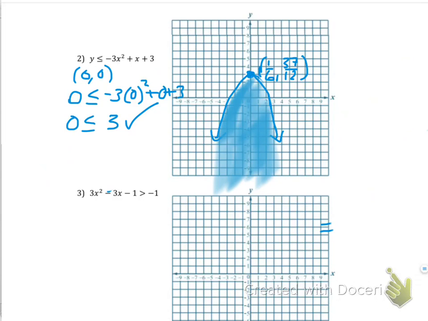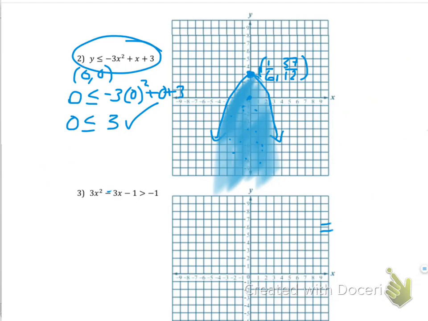So what this actually means is that any of these points that are inside the parabola, right? So 0, 0, negative 1, 1, any single point that I could pick in this area would satisfy this inequality. Okay, so that's really what we're showing.